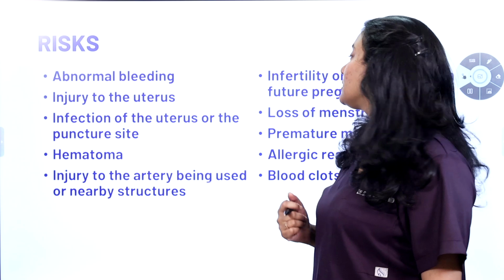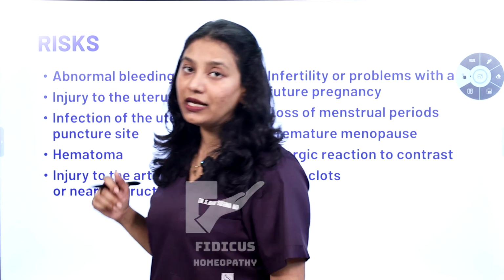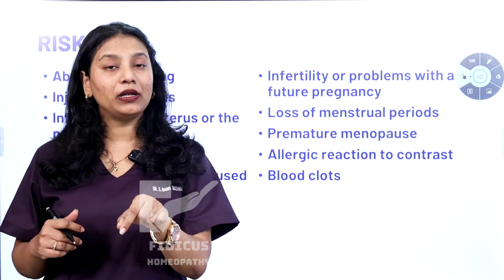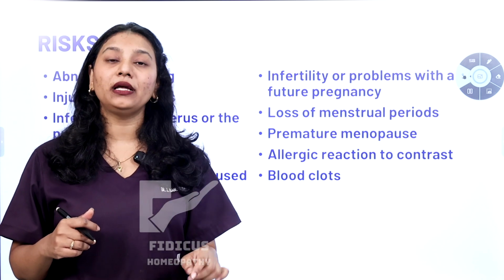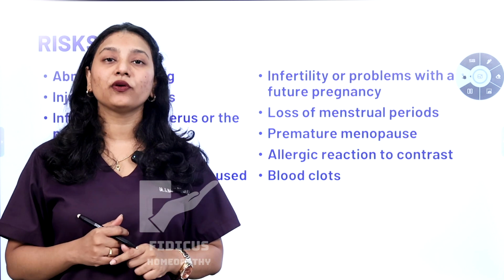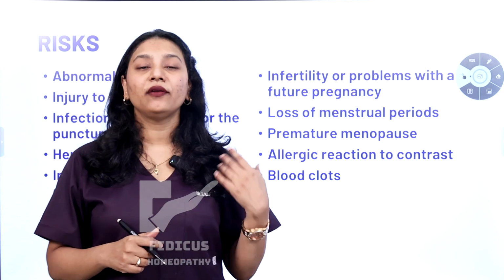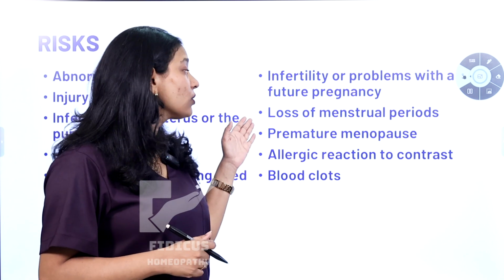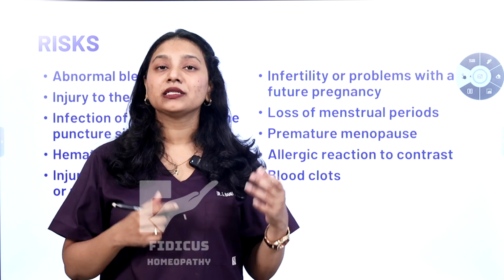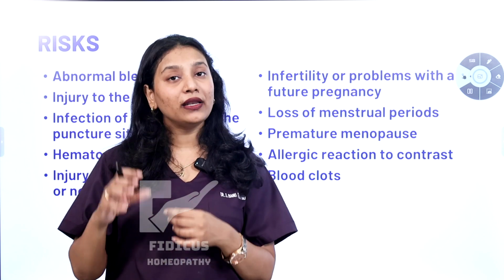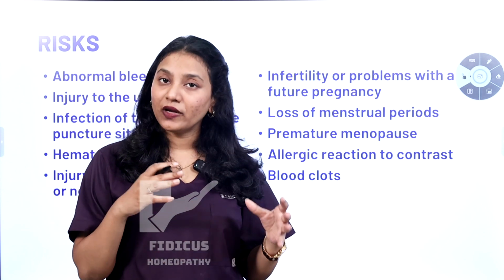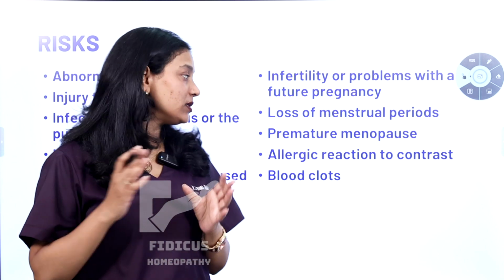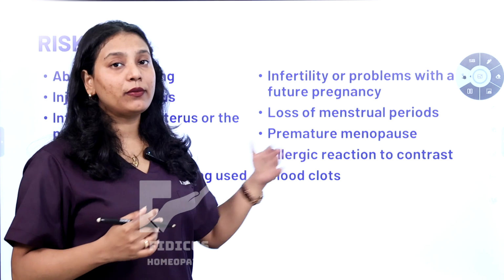Apart from that, what else are the risk factors? Infertility. As I told you, if the embolus is not directed properly and attaches to the other capillaries of the uterus, it can harm the uterus, and death of the uterine tissue can take place, causing fertility issues. It can cause loss of menstrual period. Sometimes it can cause ovarian dysfunction, which can cause amenorrhea or menopause-like symptoms directly. So there can be premature menopause.